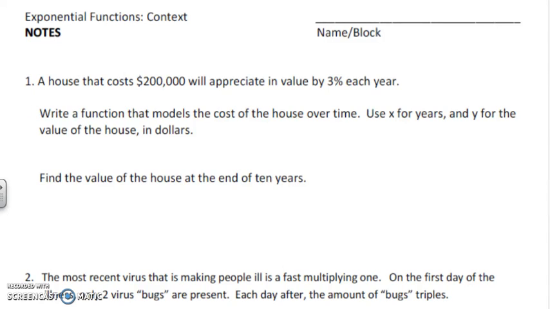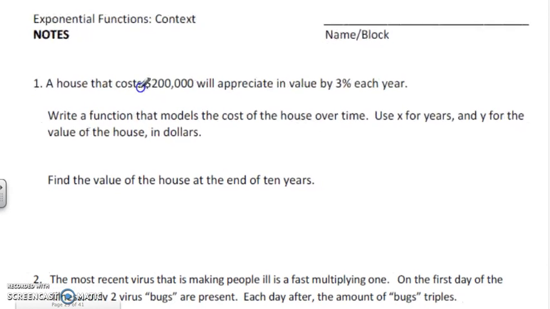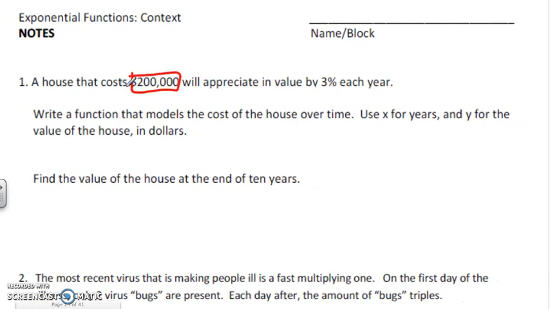Okay, so in this video we're going to talk about exponential functions in the context of a real-world problem. So that means we're going to have some word problems. So the first thing you need to do is read the sentence. So a house that costs $200,000, so that is probably important. So I'm going to box up $200,000. Will appreciate, that's a keyword because appreciate means grows.